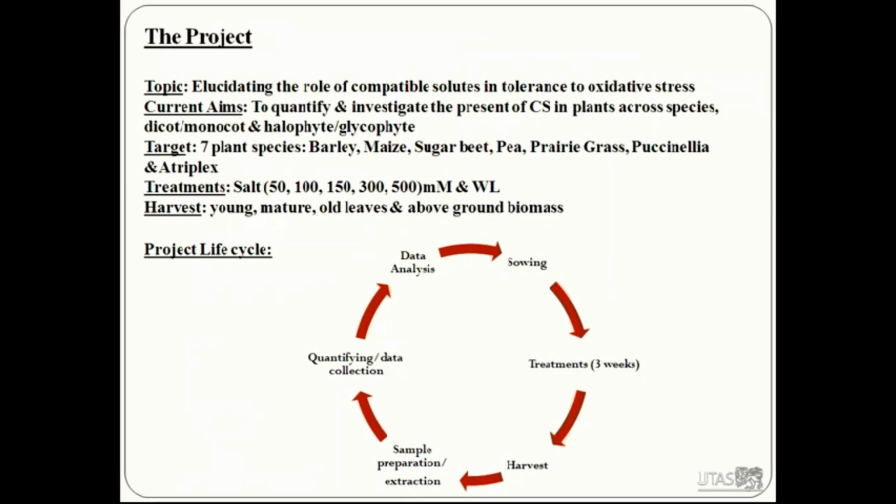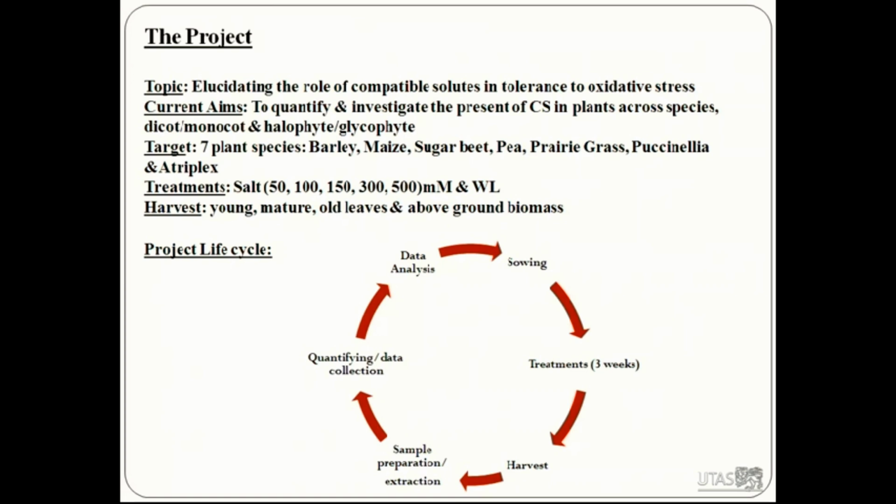We targeted 7 plant species, which are barley, maize, sugar beet, pea, prairie grass, Puccinellia, and Rhagodia triplex. We treated them with salt in the range of 50 to 500 millimolar, as well as waterlogged treatment. And we harvest the young, mature, and old leaves, also the whole plant for biomass.